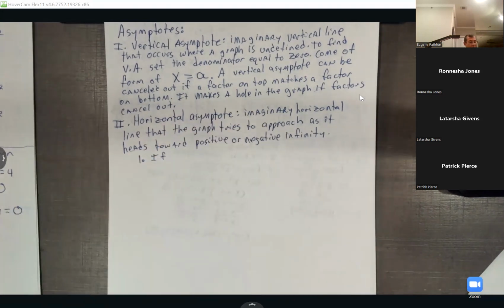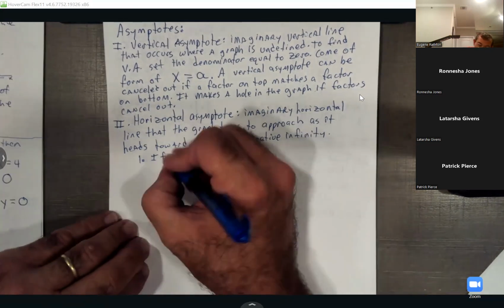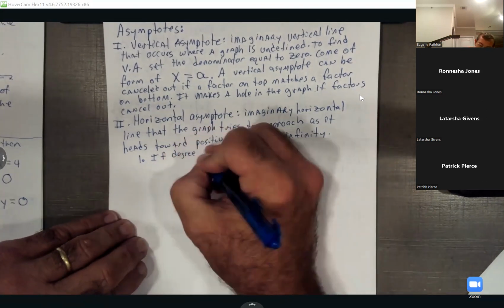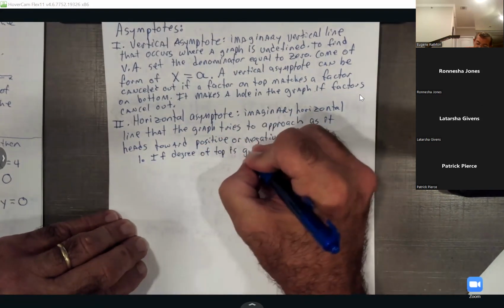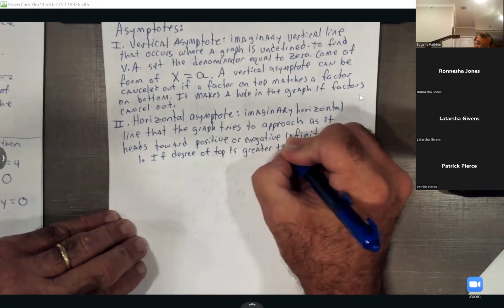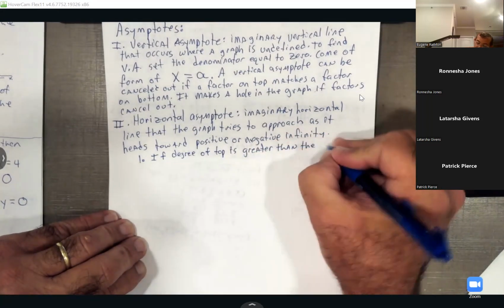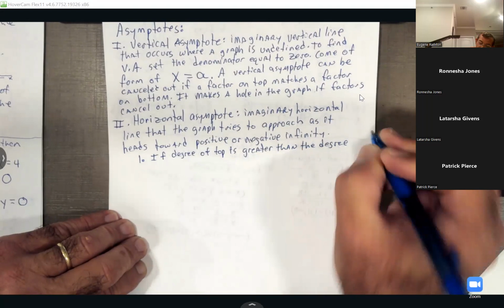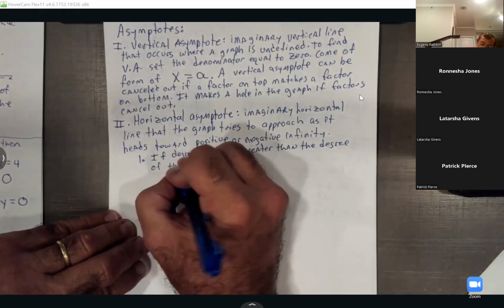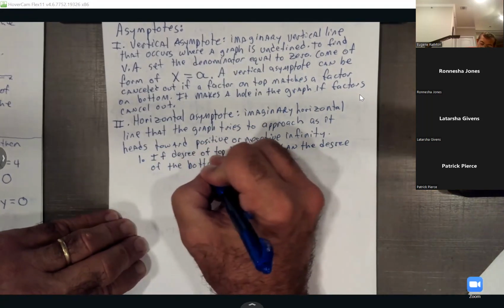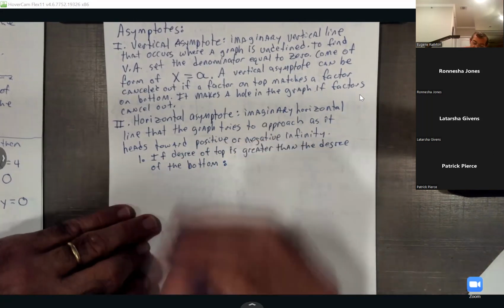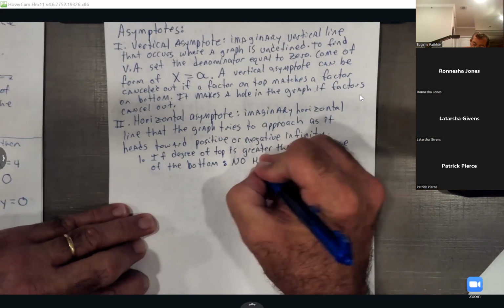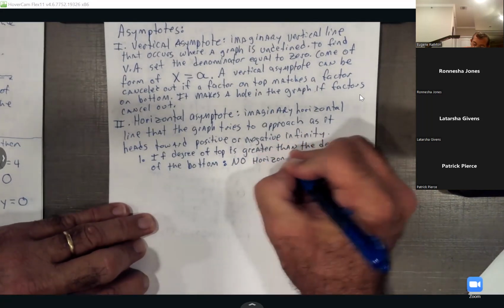So the 3 cases are: if the degree of the top is greater than the degree of the bottom, then this is the only case where there is no horizontal asymptote.